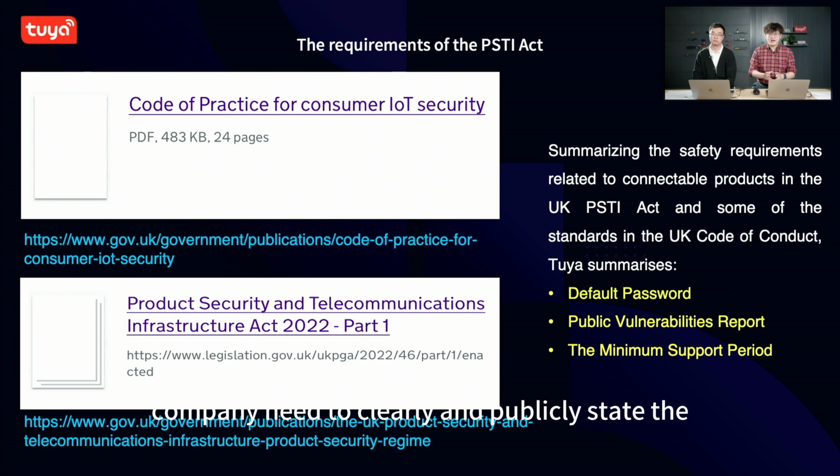And the third requirement is the security update cycle. Companies need to clearly and publicly state the shortest time period in which they will provide security updates to consumers, to help them understand. The regulation requires that all software update actions must be very clearly communicated to users. The manufacturer must clearly inform users about product update information in the declaration. Tuya currently offers a 36 months firmware support cycle, which can also be found on the website.